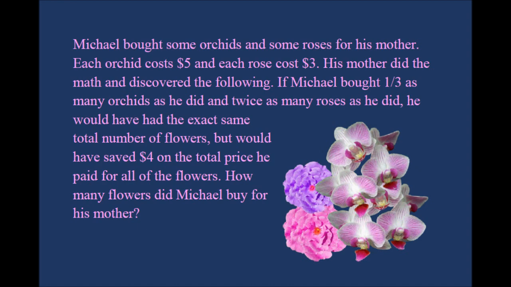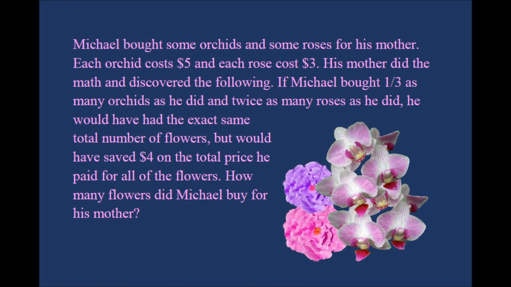Michael bought some orchids and some roses for his mother. Each orchid costs $5 and each rose costs $3. His mother did the math and discovered the following. If Michael bought 1/3 as many orchids as he did and twice as many roses as he did, he would have had the exact same total number of flowers, but would have saved $4 on the total price he paid for all of the flowers. How many flowers did Michael buy for his mother?